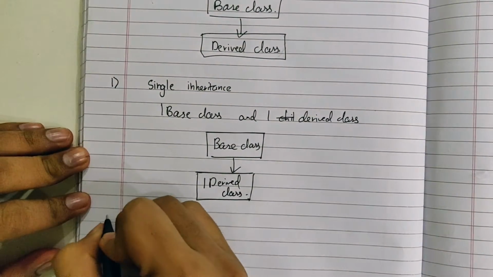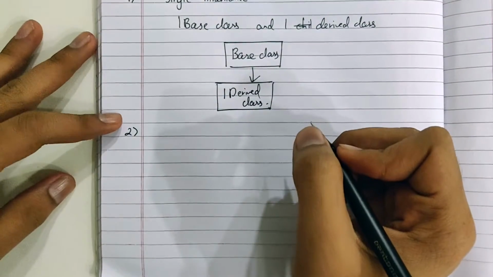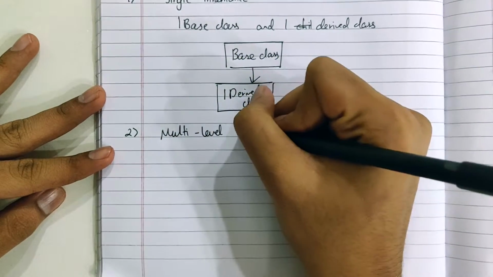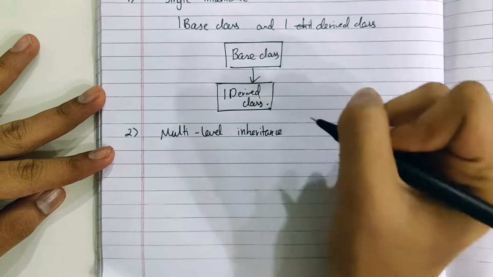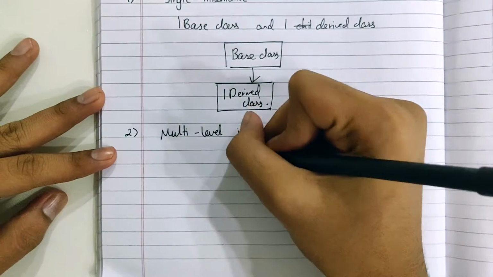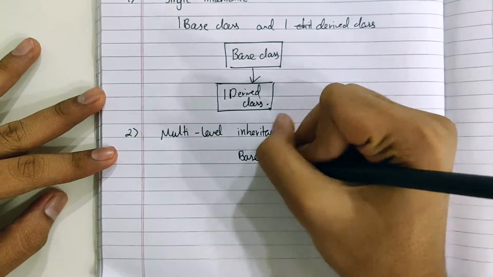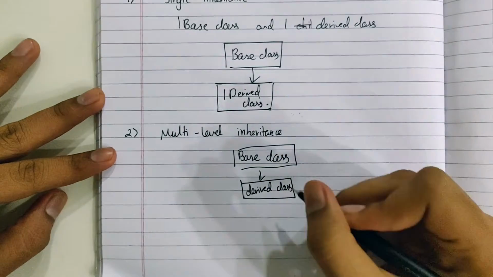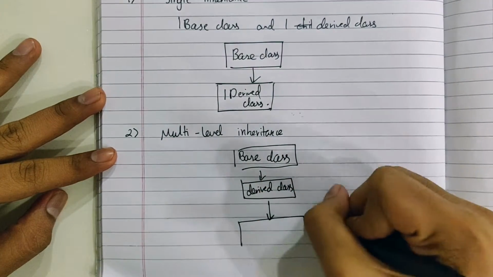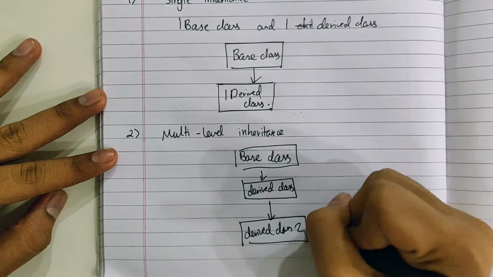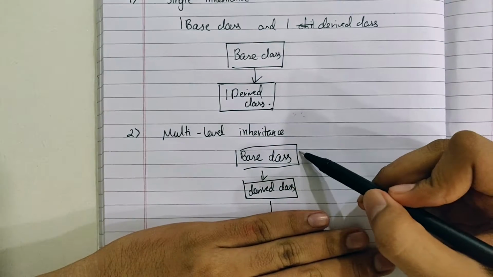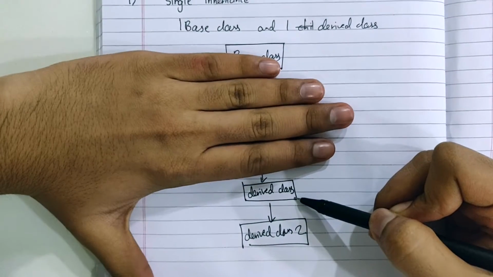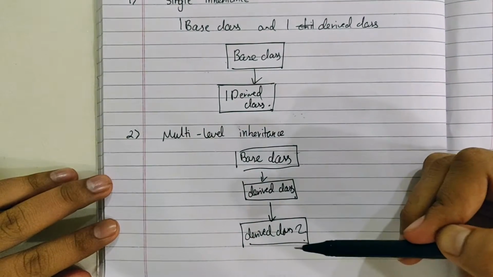The second type of inheritance is multi-level inheritance. So what is multi-level inheritance? It has one base class, it has one derived class, but the derived class has another derived class too. In the first case, this is the base class and this is the derived class. But then this derived class becomes the new base class and it has its own derived class. So this is multi-level inheritance.